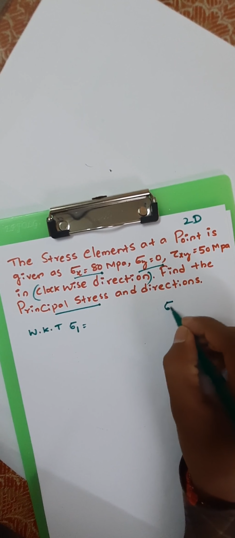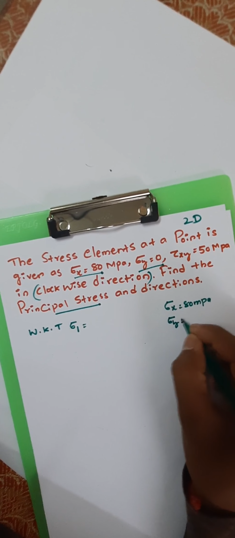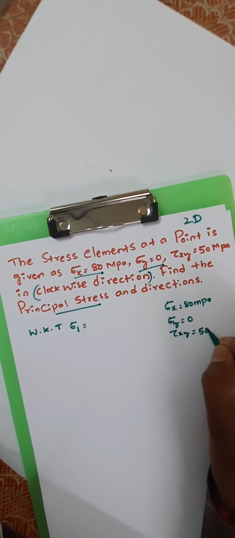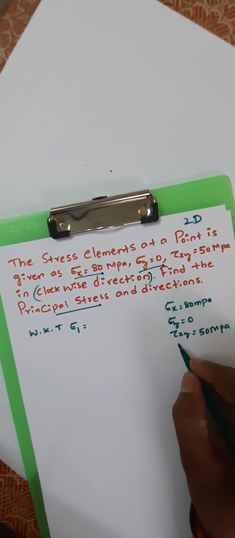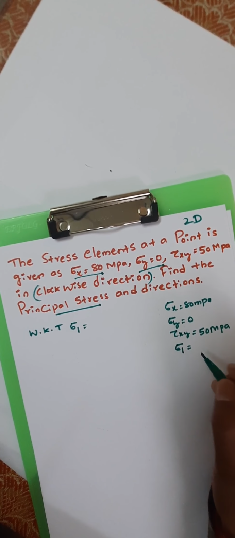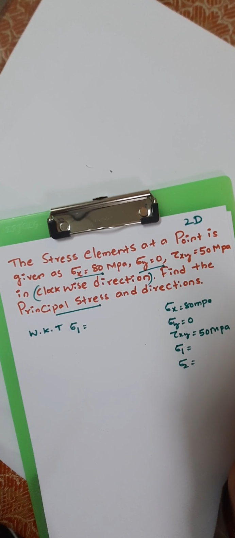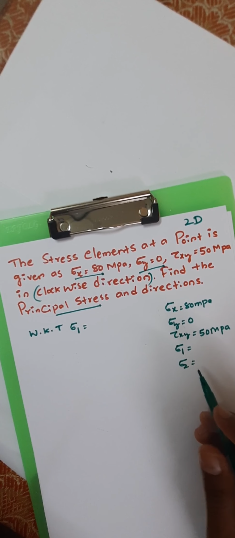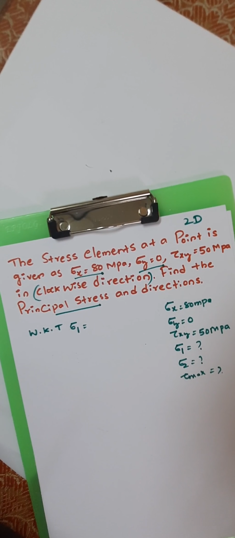Here we have sigma x is equal to 80 MPa, sigma y is equal to 0, and tau xy is equal to 50 MPa. This is the given data. Here, what we need to find out? We need to find out sigma 1, the maximum principal stress, sigma 2, the minimum principal stress, and also we need to find out tau maximum. This is the given problem.